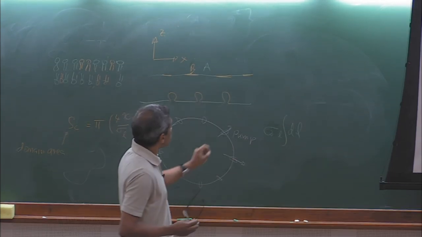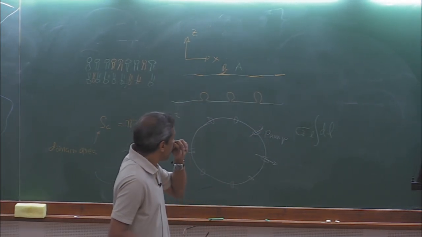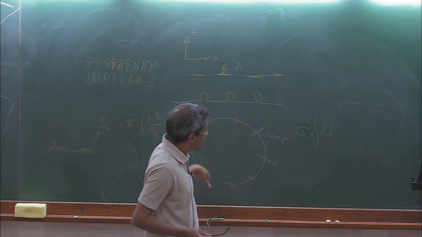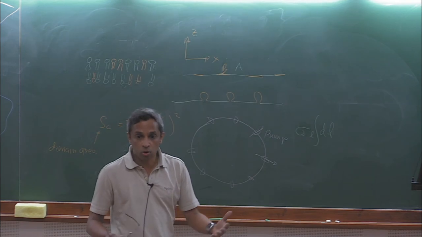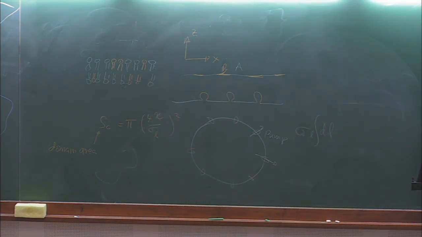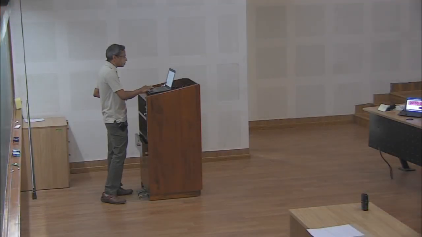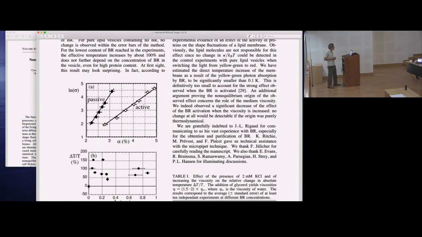Now this is a dissipative system because it's constantly consuming energy, it's dissipating energy. So this membrane now is no longer just a thermal membrane undergoing thermal fluctuations. It has an active component involved in it. And what they measure, exactly using the method I described earlier, is this quantity.